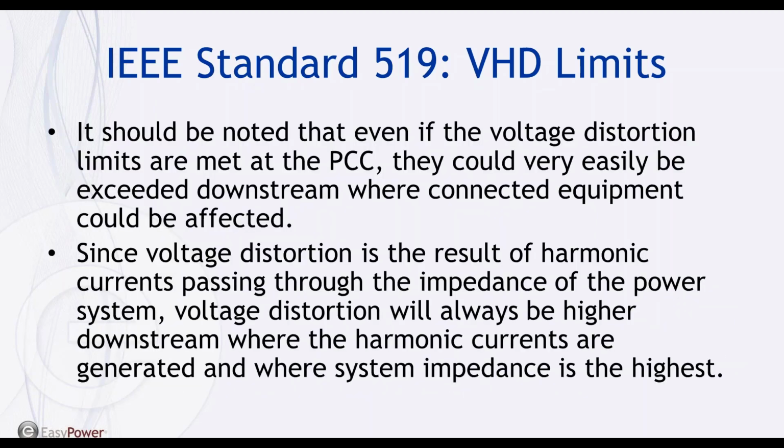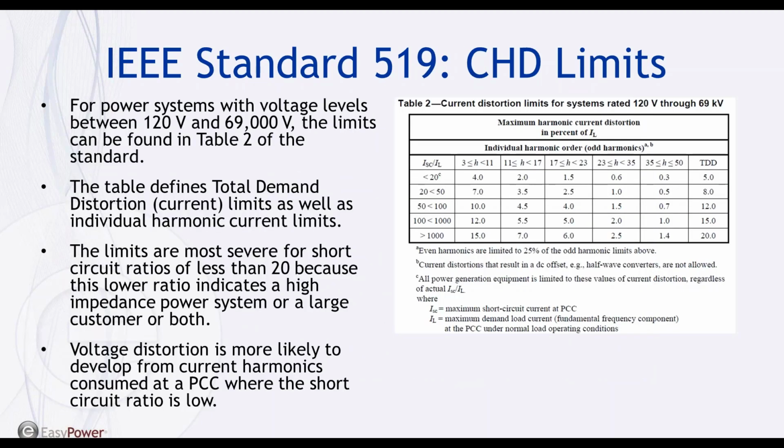It should be noted that even if the voltage distortion limits are met at the point of common coupling, they could very easily be exceeded downstream where connected equipment could be affected. Since voltage distortion is a result of harmonic currents passing through the impedance of the power system, voltage distortion is always higher downstream where the harmonic currents are generated and where system impedance is the highest. Now let's look at the current harmonic distortion limits.